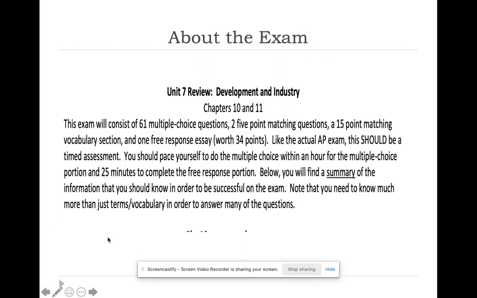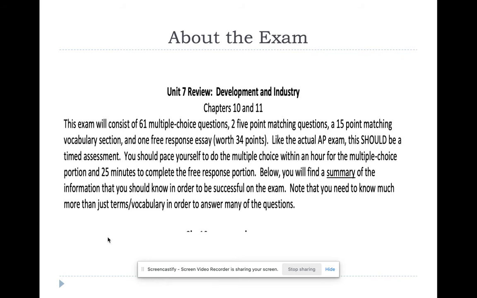So a little bit about the exam. It's 61 multiple choice questions, two 5-point matching questions, and then the traditional 15-point vocab section. There will also be an FRQ if you are in Mr. Sheridan's class, but if you're in Mr. Starr's class, there will not be an FRQ.